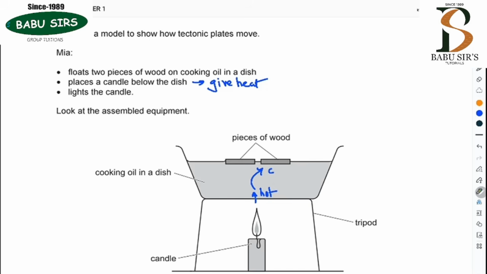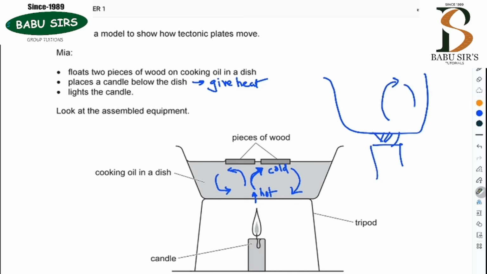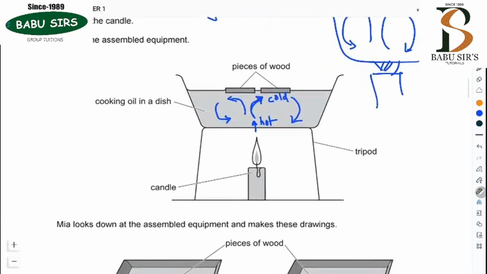Now here there is cold oil. Now this cold oil will come down and become hot and again go up. So this is the movement of oil. The hot oil will go up, the cold oil will come down. This is called convection of heat, where you provide heat here, this goes up and the cold one comes down. So similarly, you can see in this diagram, the hot oil goes up and from the top the cold oil comes down. Again it becomes hot and goes up.